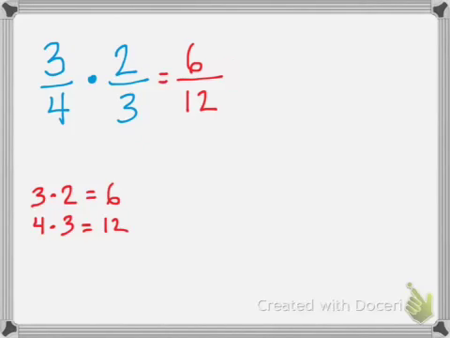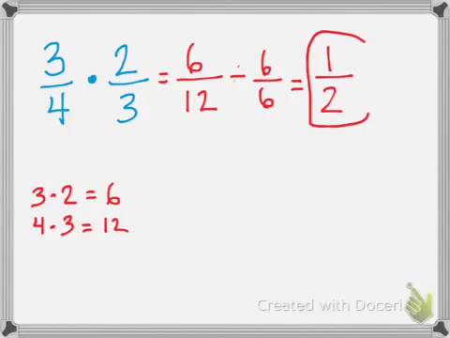So I'm going to simplify 6/12, or reduce 6/12, using my greatest common factor, which is 6. So divide both the numerator and denominator by 6. 6 divided by 6 is 1. 12 divided by 6 is 2. So 3/4 times 2/3 in simplest form is 1/2. So again, simplify if necessary.